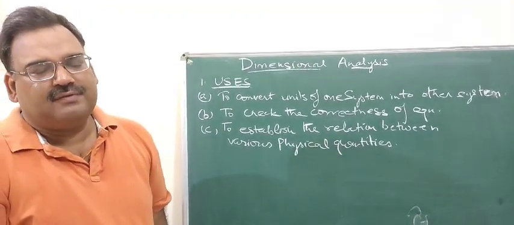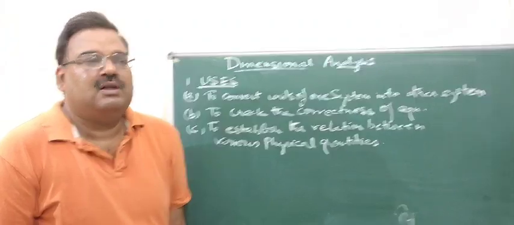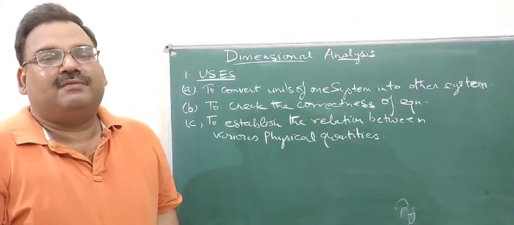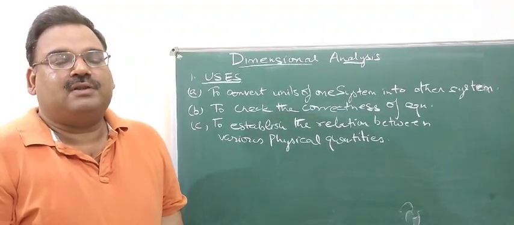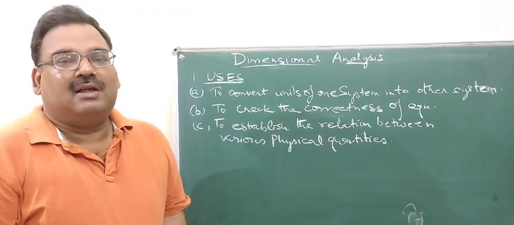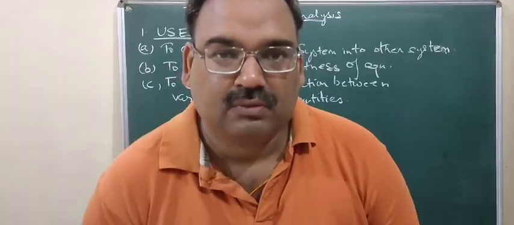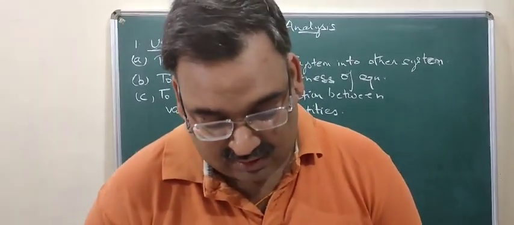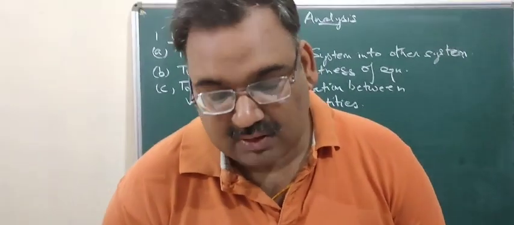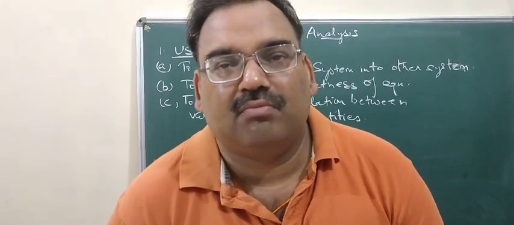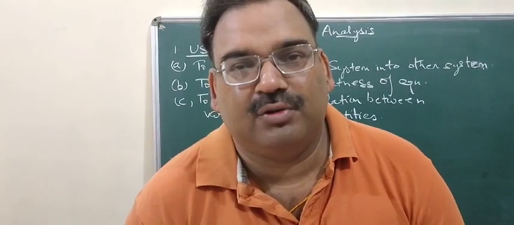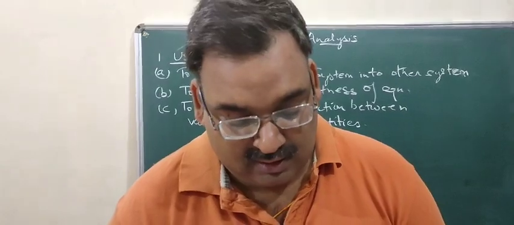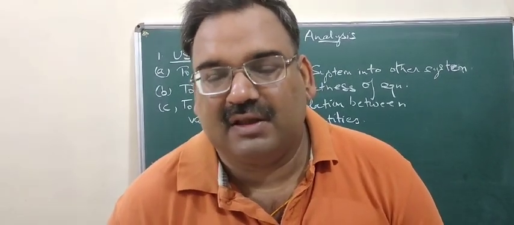So we have got various physical quantities. We have to find out the formula, the equation or the relationship between the different physical quantities. For this, we are using dimensional analysis. The first use, to convert units of one system into the unit of another system. We know that the magnitude, the numerical value and unit of a physical quantity are expressing the physical quantity.